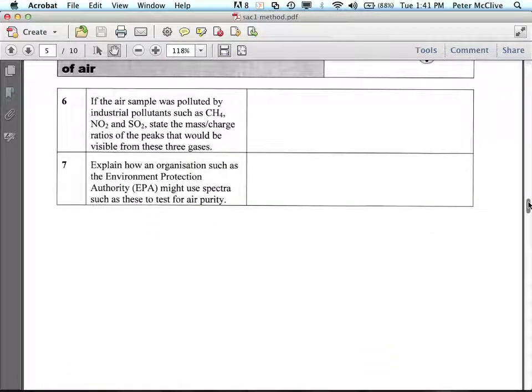So now you just need to think about how big the peaks would be with these particular things. So if you had methane or nitrogen dioxide or sulfur dioxide, how big would those peaks be? Basically just adding up the molar masses and working that out. And a comment about how an organisation such as Environmental Protection might use it. Think about what they would do. How would they use the spectrum to detect pollution? Any ideas?